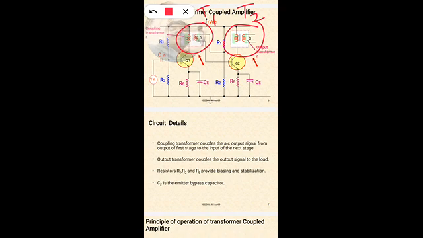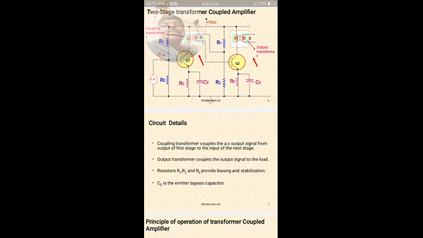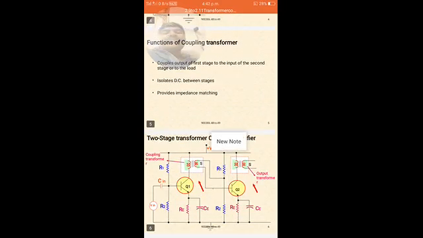And the transformer T2 is also known as the output transformer, because the output of the two-stage amplifier is connected to the load. The output of this transformer is connected to the load, hence it is known as the output transformer. So it is coupling the output signal of the two-stage amplifier to the load. And in the circuit, in the two stages, we have the resistors.